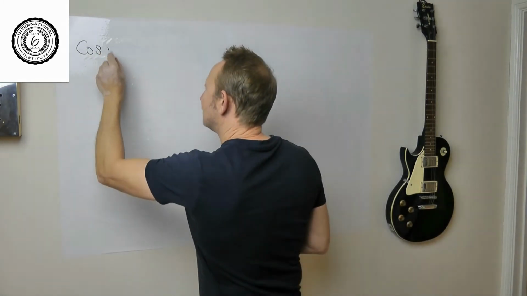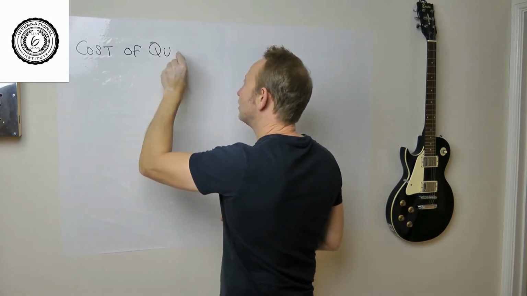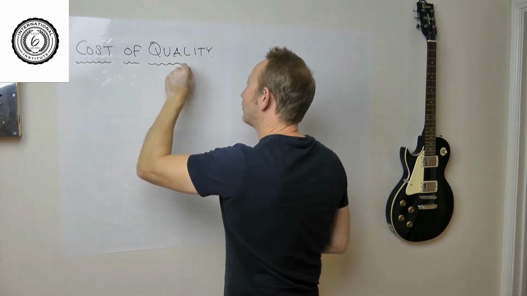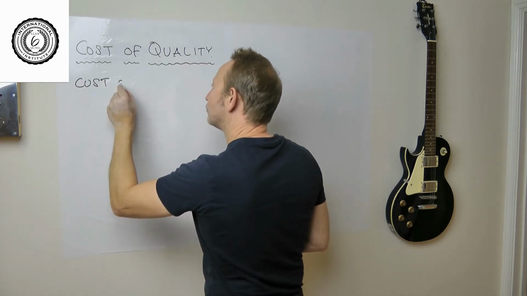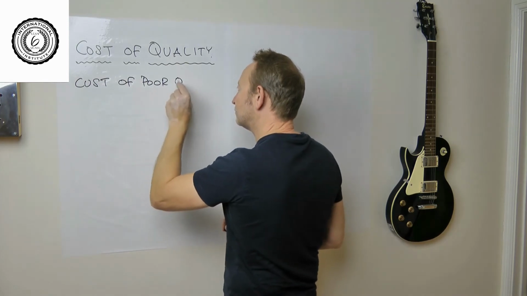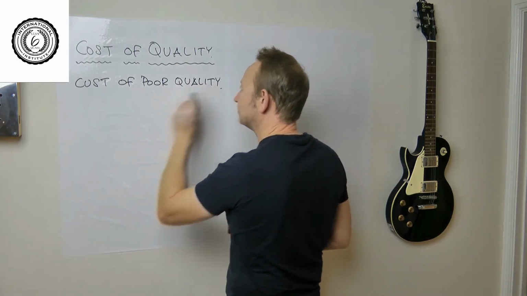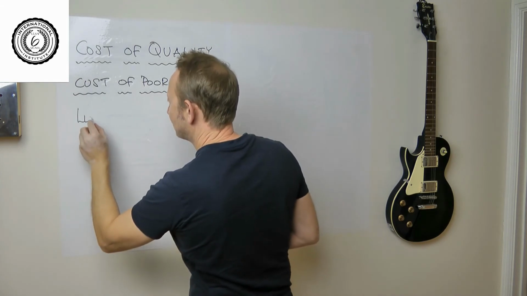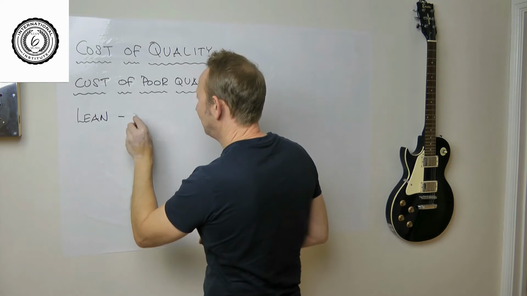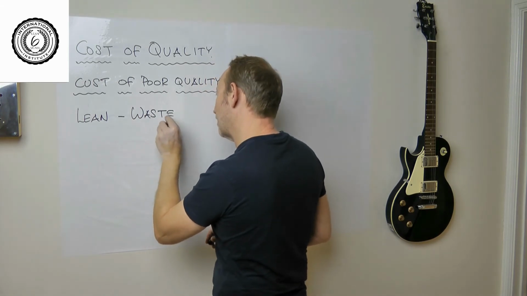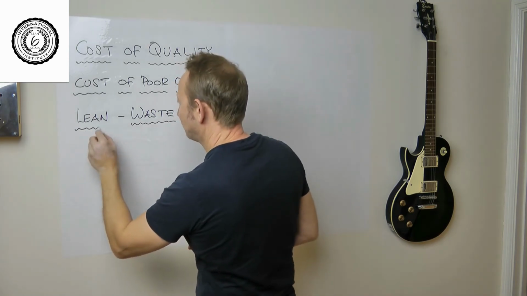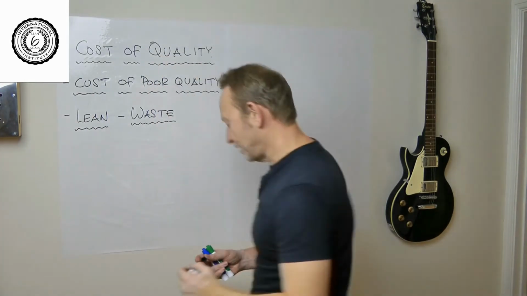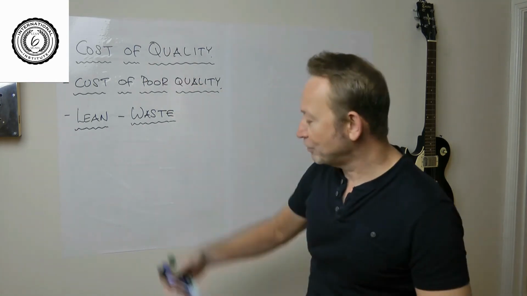We're going to look at the cost of quality. By the way, different to the cost of poor quality. The cost of quality, the cost of poor quality. And we're going to take a look at what lean gets up to, because lean really doesn't look at cost. Lean likes to look at waste, which is a completely different tack. So we're going to look at these three areas, and I've deliberately put them in that order. We're going to cover them in that order.